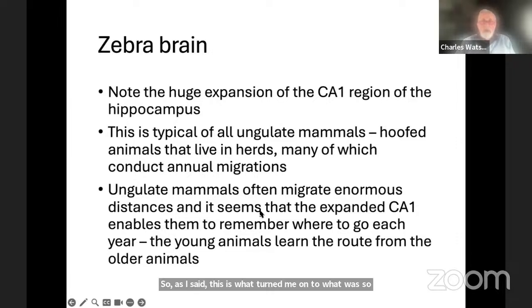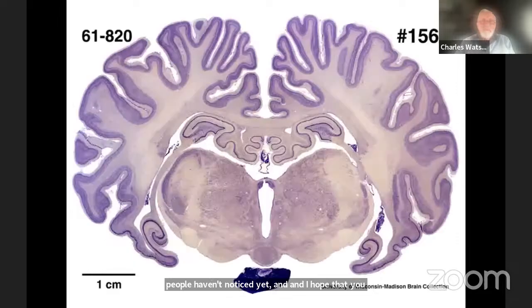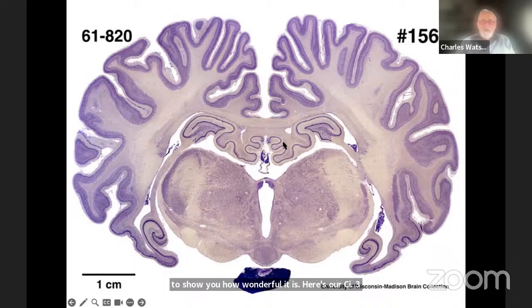I thought, I wonder how many other amazing things there are in there that people haven't noticed yet, and I hope that you might try and find some of those out later on. Here's just one more picture of the zebra brain to show you how wonderful it is. Here's our CA3, CA2, and here's all the CA1 as it winds around to give it that amazing spatial memory.